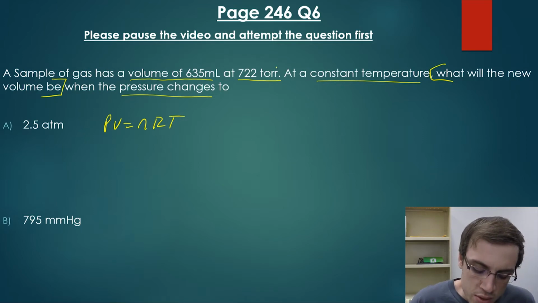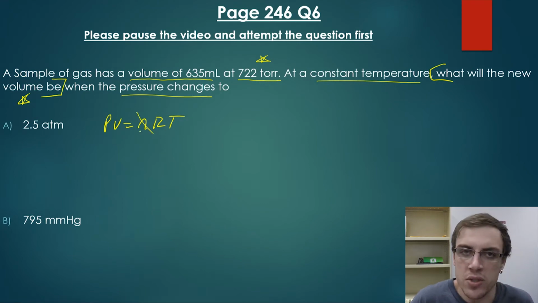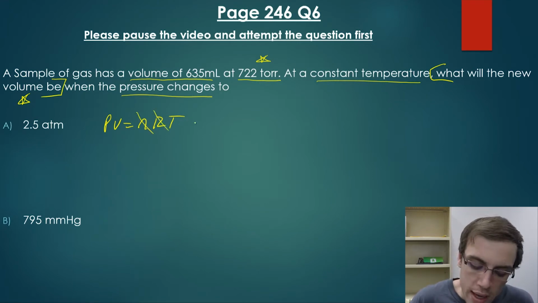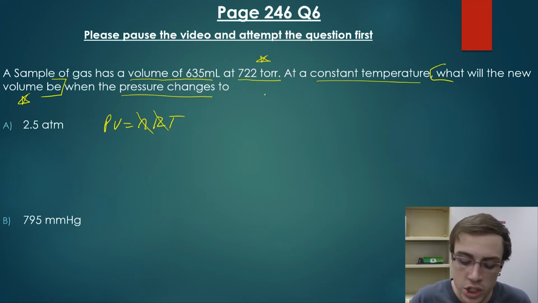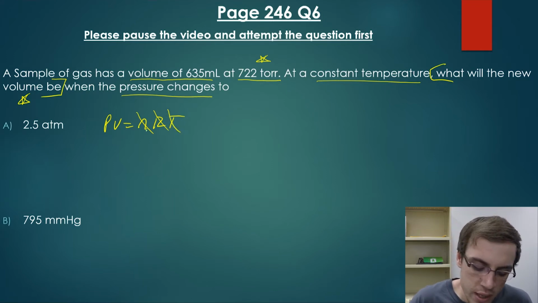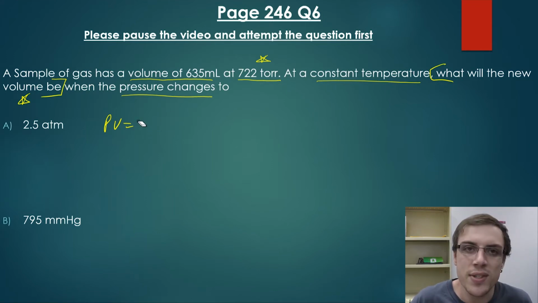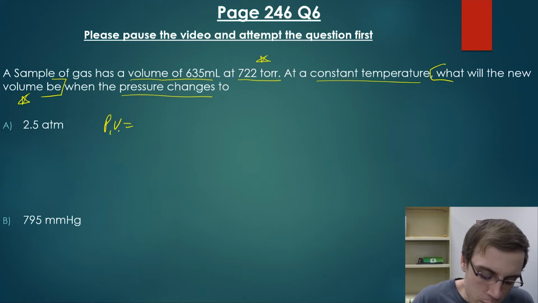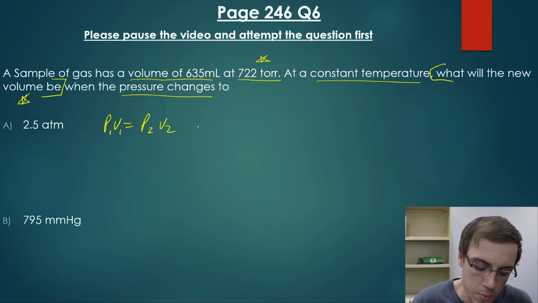Let's have a look at this question. Is pressure mentioned? Yes, pressure is here. Is volume mentioned? Yes, here we go. Is moles mentioned? No. Do we need the constant? No. Is temperature mentioned? Yes, but it said at a constant temperature, so that means it's not changing. That means we don't need any of those three, so I can just delete those. And look at that, here is Boyle's law: P1 V1 is equal to P2 V2.